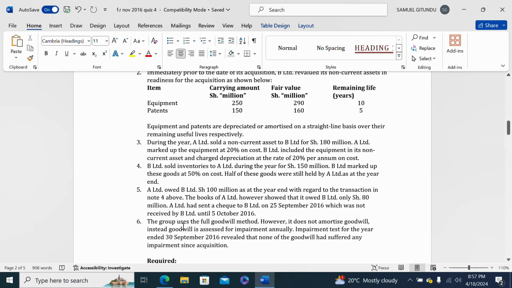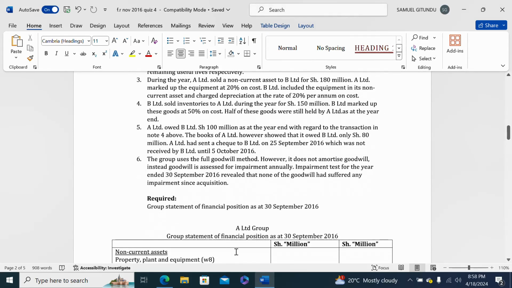The group uses the full goodwill method, however, it does not amortize goodwill. Instead, goodwill is assessed for impairment annually. Impairment tests for the year ended 30th September 2016 revealed that none of the goodwill had suffered any impairment since acquisition. Required: you are required to prepare the group statement of financial position as at 30th September 2016.